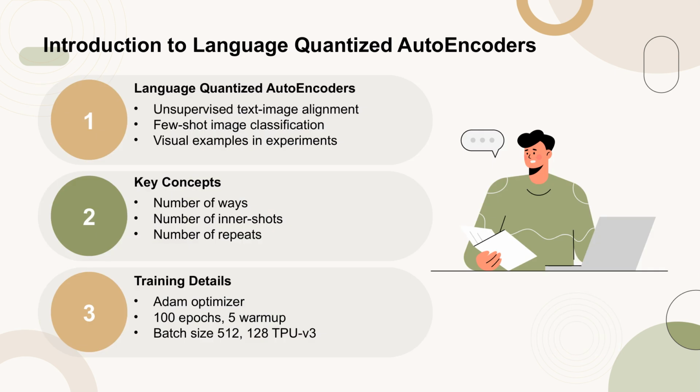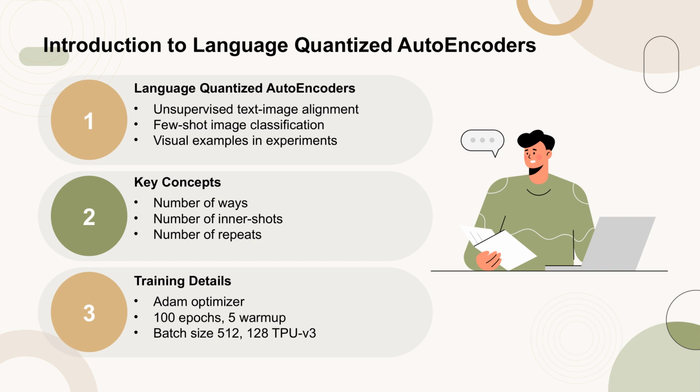LQAEs are designed for unsupervised text-image alignment, with a focus on few-shot image classification tasks. Visual examples are used in experiments to illustrate the terminologies. Key concepts include the number of ways, which refers to the total number of categories, the number of inner shots, which is the number of unique examples of each category, and the number of repeats, which specifies how many times each unique example is repeated.